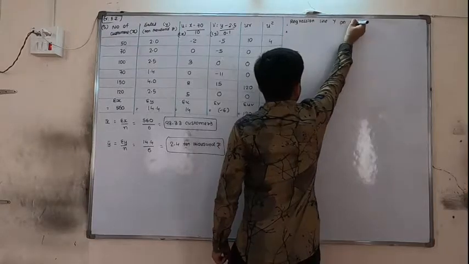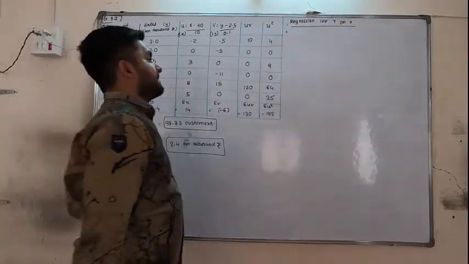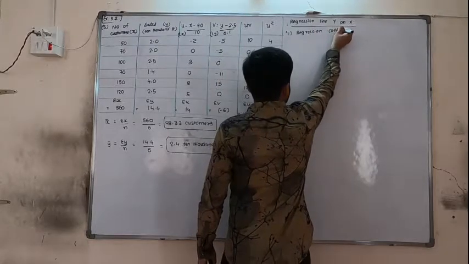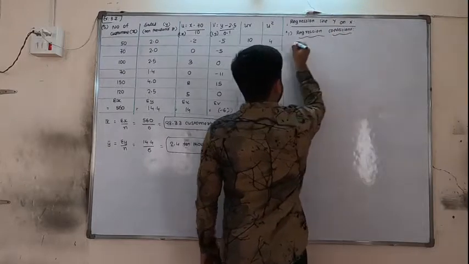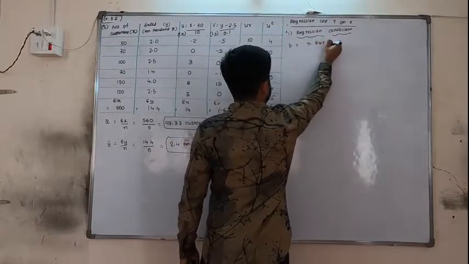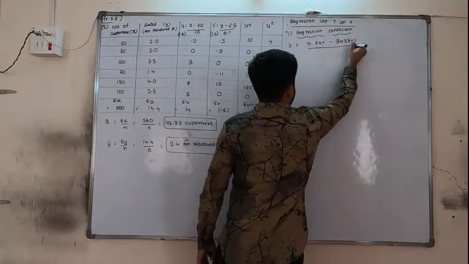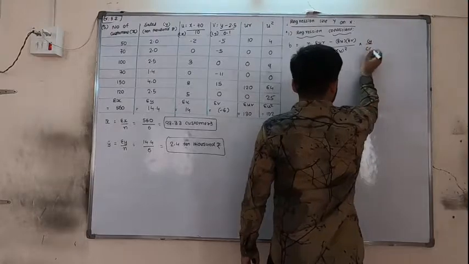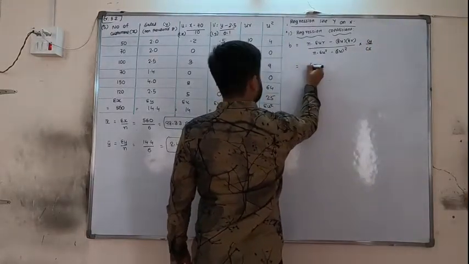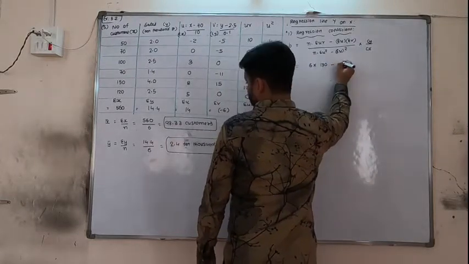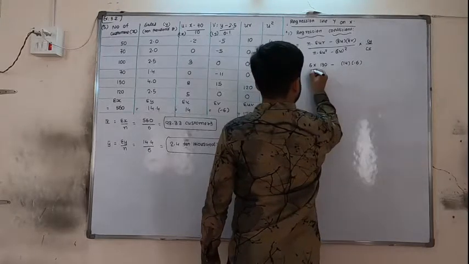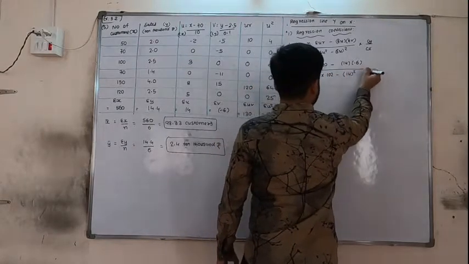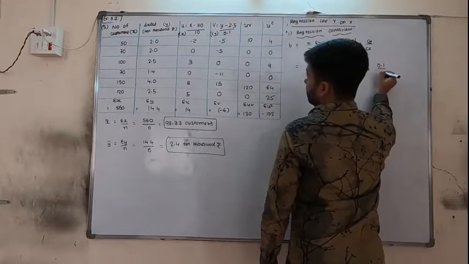Regression line y on x, number 1. Regression coefficient b is equal to n into sigma uv minus sigma u multiplied by sigma v, divided by n into sigma u square minus sigma u whole square, multiplied by cy by cx. N is 6, sigma uv is 130, sigma u is 14, sigma v is minus 6, sigma u square is 102, sigma u whole square is 14 whole square, multiplied by cy which is 0.1 and cx is 10.